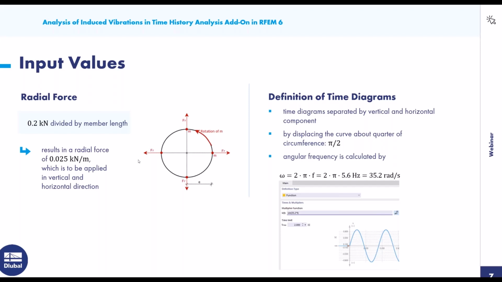As I said, we have 5.6 hertz as induced vibration. These 5.6 hertz I just have to convert to 35.2 rad per second, because I need this value for the input of the function, or of the time function.